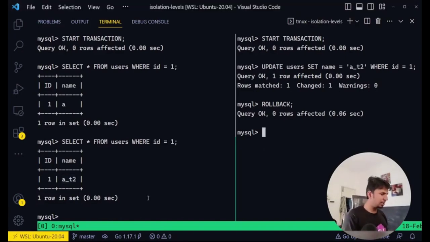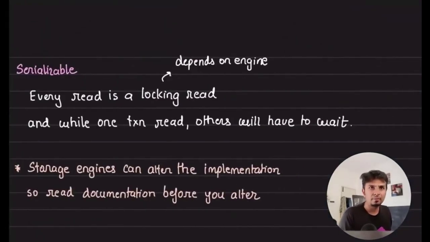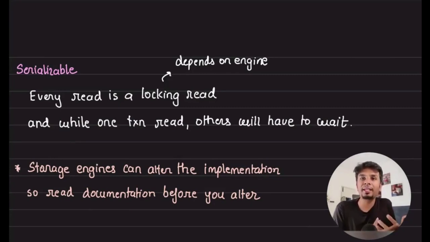Now the final isolation level that I'd like to talk about is serializable. What serializable does is it's the strictest form of isolation level, typically the slowest one as well. It enforces serializability. What I mean is every read that you do is a locking read. So when I read a particular row in a transaction, other transactions are not even allowed to read that particular thing. So it just blocks everything.